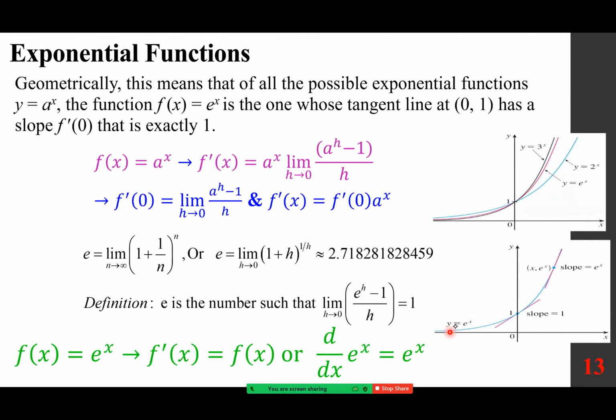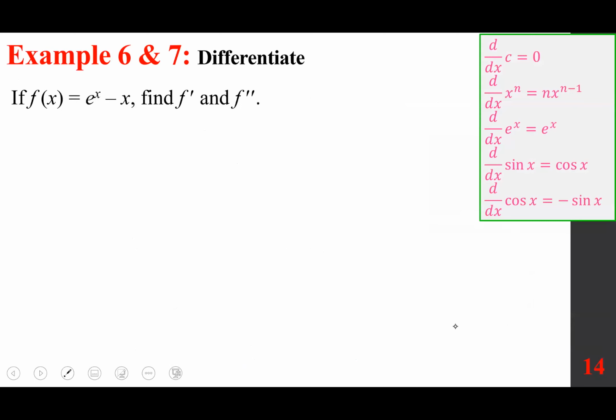So with that being the case, if f of x is e to the power of x minus x, we want to find f prime and f double prime. So starting with the function, let's find f prime. Well, let's take the derivative piece by piece. The derivative of e to the power of x is e to the power of x, and the derivative of x gives us 1. So the answer is f prime of x is e to the power of x minus 1.